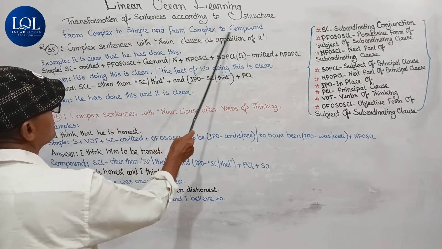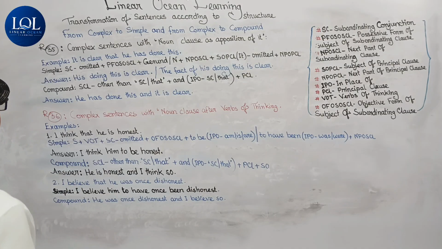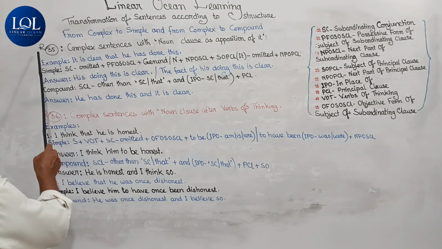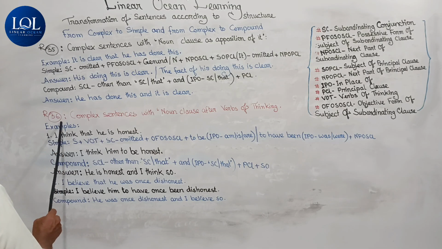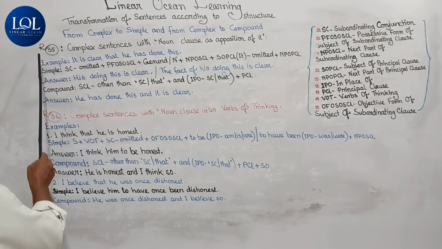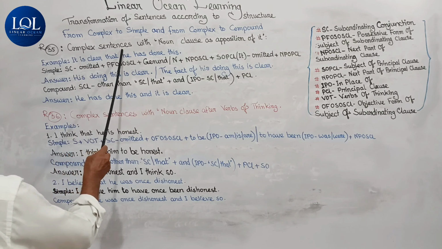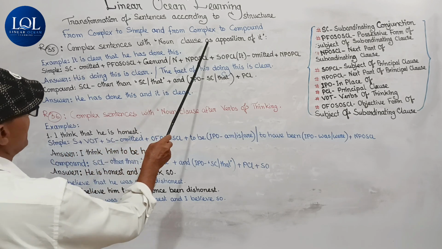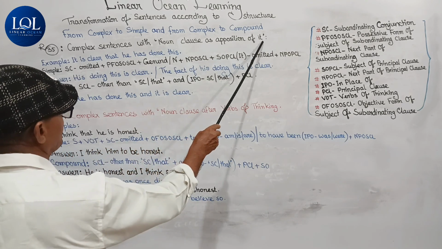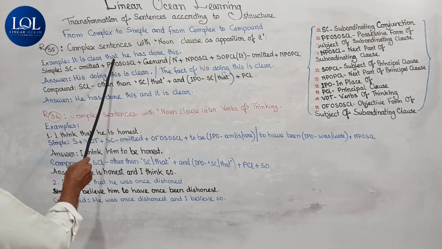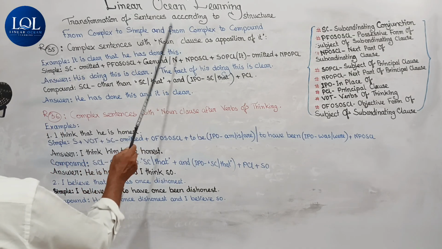Transformation of sentences according to structure from complex to simple and from complex to compound. Today my video is on Rule 35 and Rule 36. Let's get started with Rule 35: complex sentences with noun clause as apposition of it. Example: It is clear that he has done this.